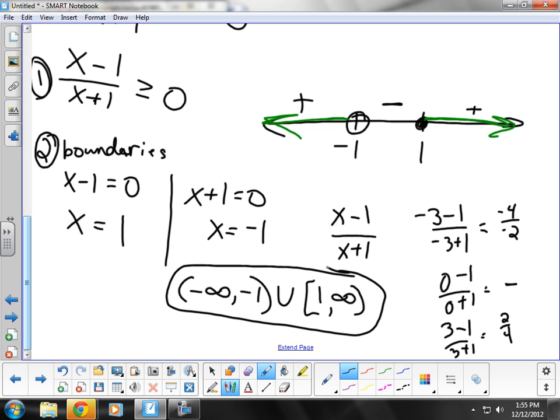There's my solution, and there's my graph. And it does ask you to do both most of the time on these. They want the graph and they want the solution. Okay. Questions about that? That's all there is to it.